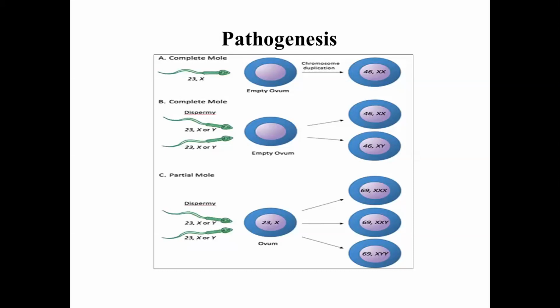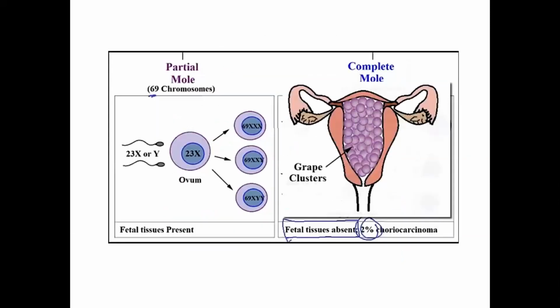Whereas in the partial mole, the ovum has its nucleic acid and it has been fertilized by two sperm, and that can give rise to 69XXX, XXY, or even XYY. Now, in the partial mole, the fetal tissues are present, but in the complete mole, the fetal tissues are absent, and the whole uterine cavity is filled by grape-like structures or clusters.